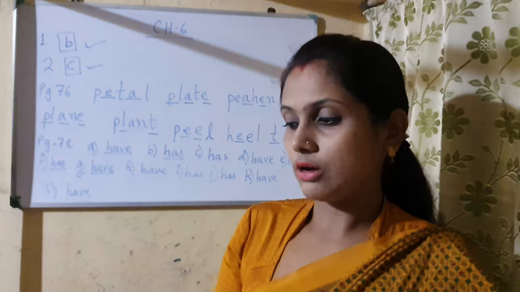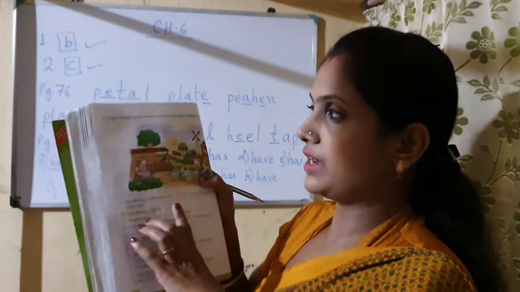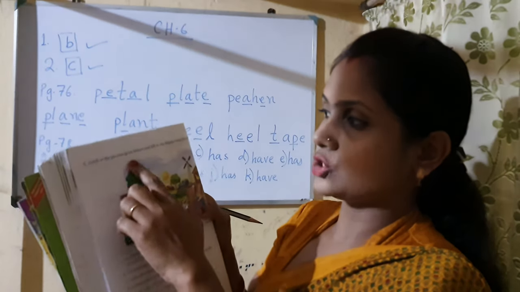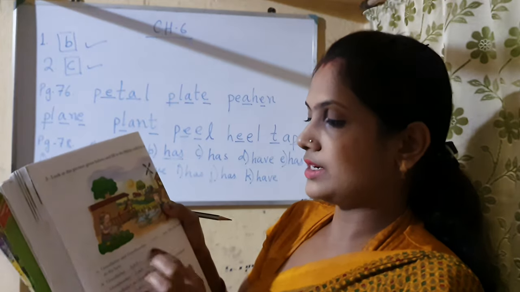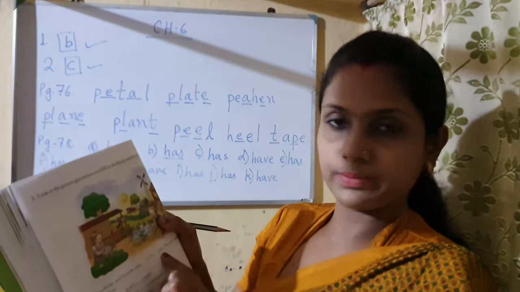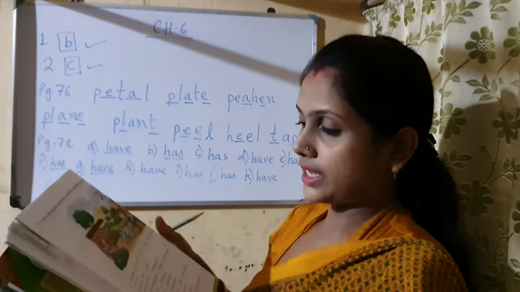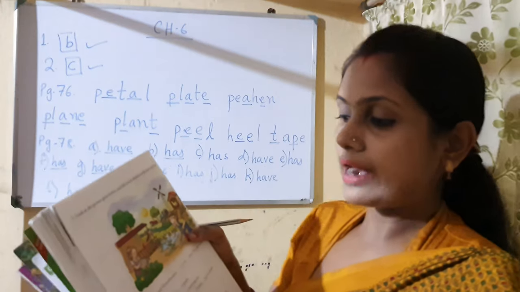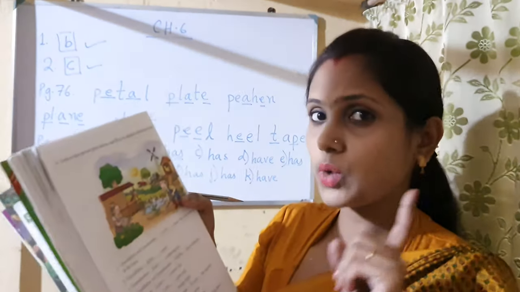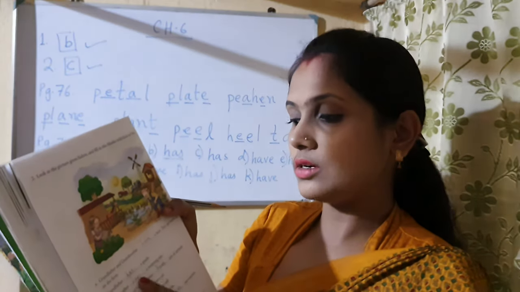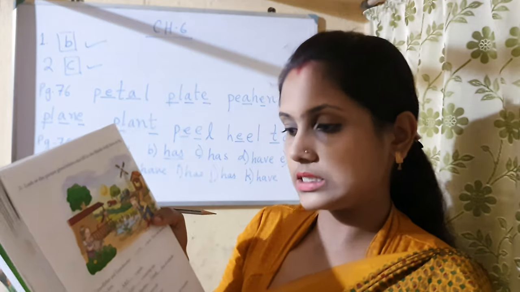Now turn to the next page, page number 78. There is a fill in the blanks. You have to look at the pictures given below and fill in the blanks with have or has. Grandfather and grandmother dash a farm, have a farm. I have written down all the answers on the board, you can see from there also. Grandfather dash a spade, grandfather has a spade. Grandfather is one person, so has. Grandmother dash a watering can, grandmother is one person, so has.